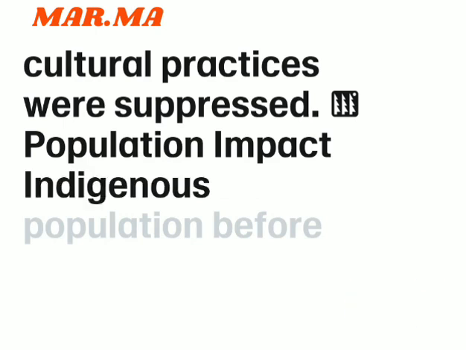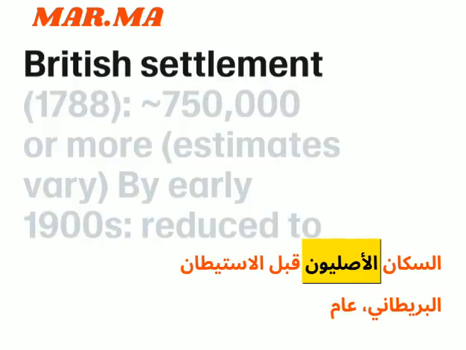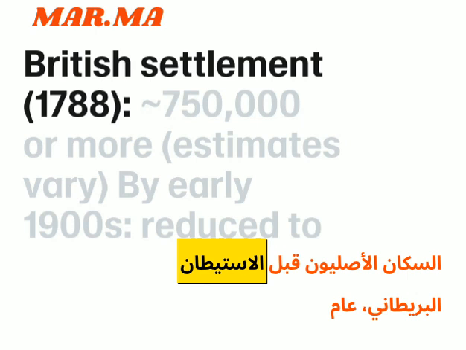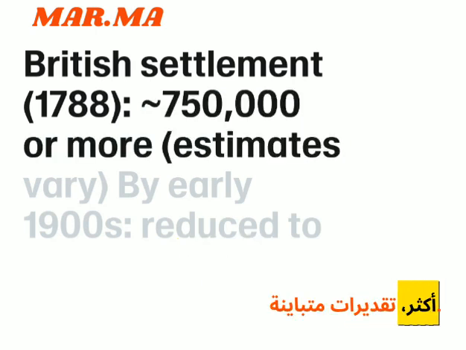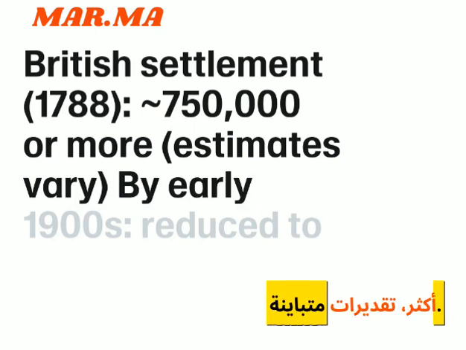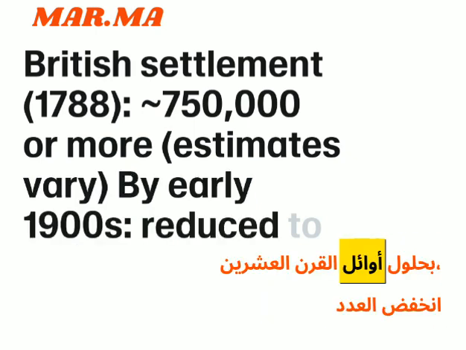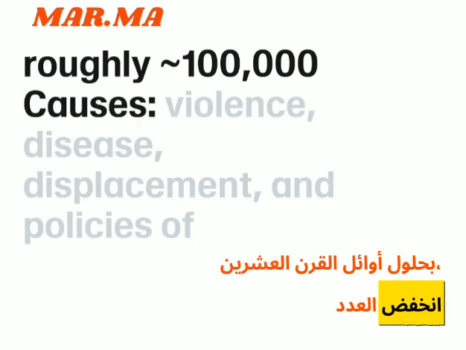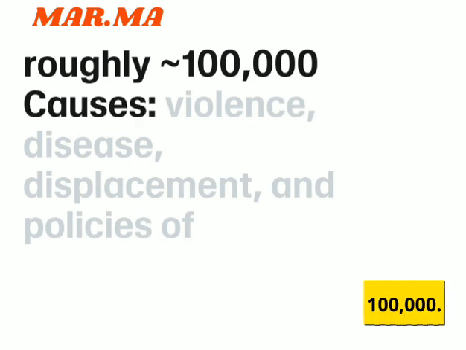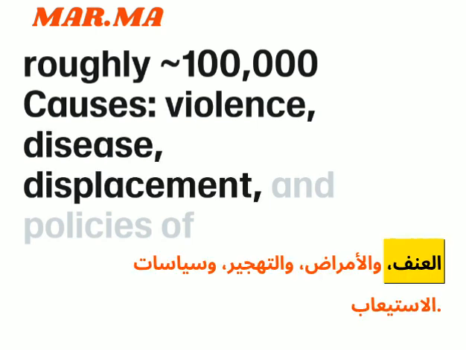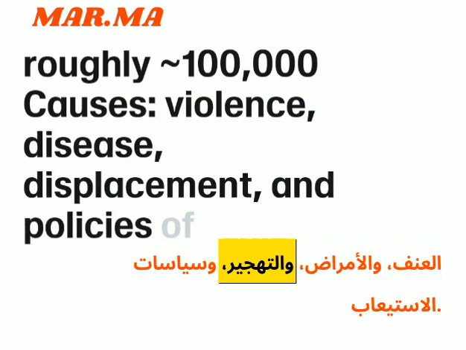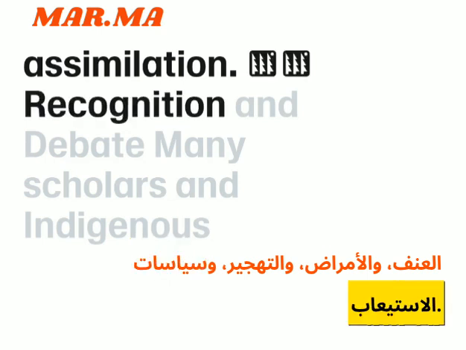Population impact. Indigenous population before British settlement in 1788: approximately 750,000 or more. Estimates vary. By the early 1900s, reduced to roughly 100,000. Causes: violence, disease, displacement, and policies of assimilation.